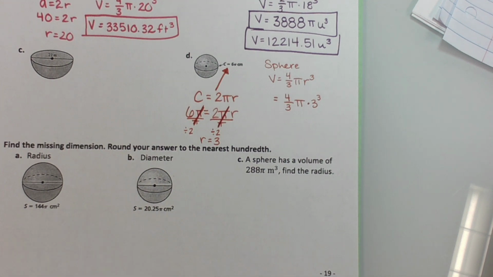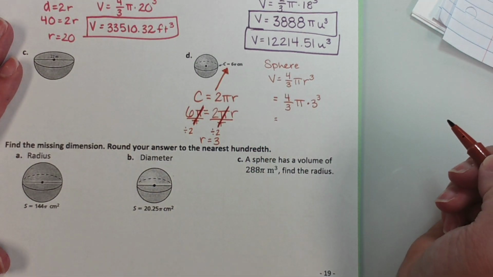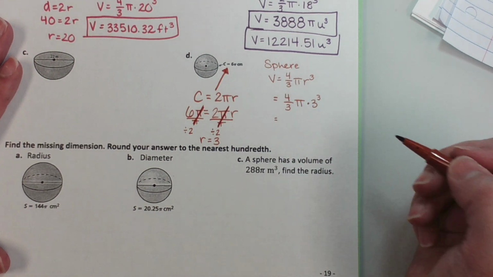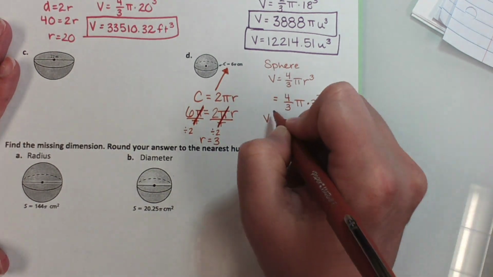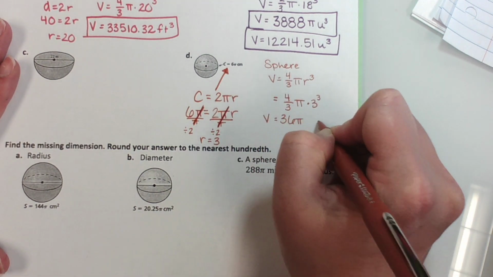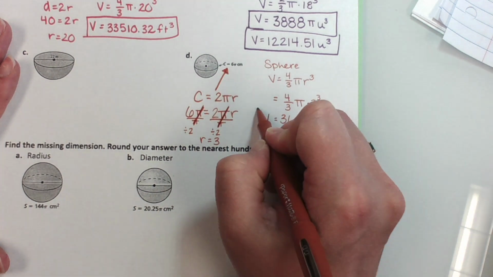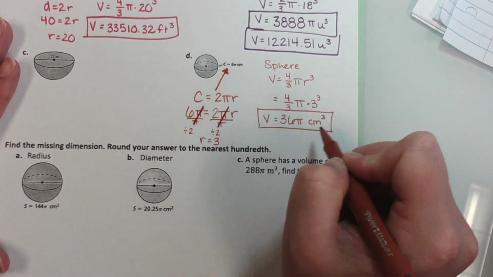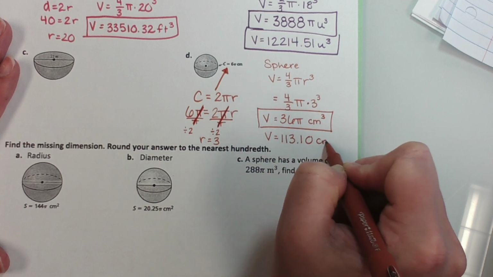Okay, 4/3 pi r cubed. 36 pi? Yes, no, I did that in my head, so don't trust me. We saw how that worked out on the previous page. 36 pi centimeters cubed, or 100.10 centimeters cubed.